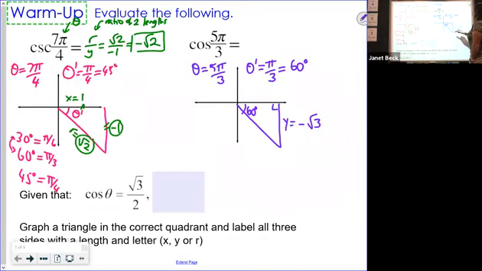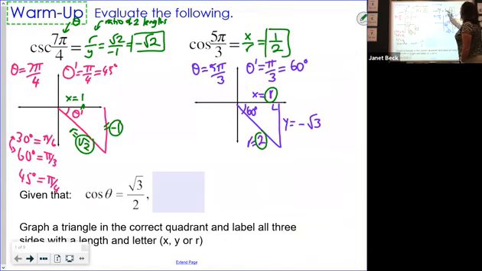It's negative because it's going down. In quadrant 4, y would be negative. Your x would be 1, and your r would be, in a 30, 60, 90, remember the hypotenuse is double the short leg, 2 times 1. So let's finish this problem off. Cosine is x divided by r, so it's 1 divided by 2. Our cosine of 5 pi by 3 is 1/2.